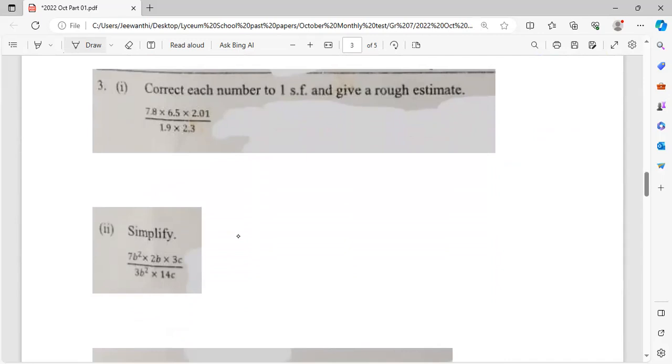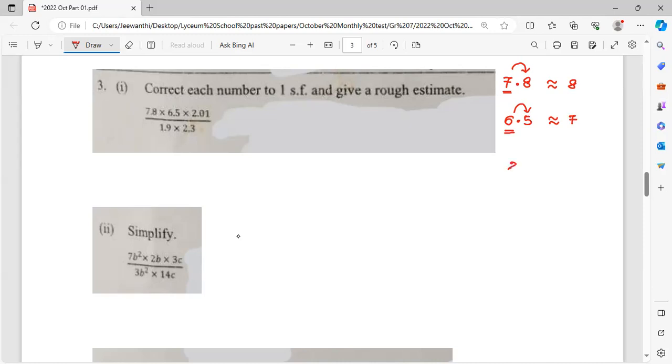Correct each number to first significant figure. 7.8. This is the first significant figure. You look at the next number. It is more than 5. That means you want to add 1 to the underlying number. This becomes 8. So then you have 6.5. This is the first significant figure. Look at the next number. If it is 5 or more than 5, we need to add 1 to the underlying number. So this becomes 7.